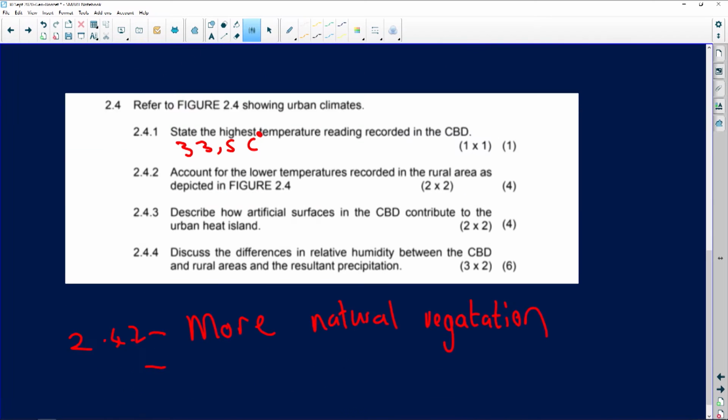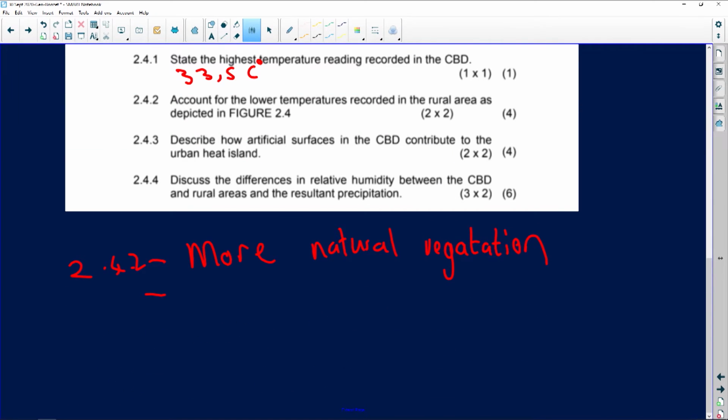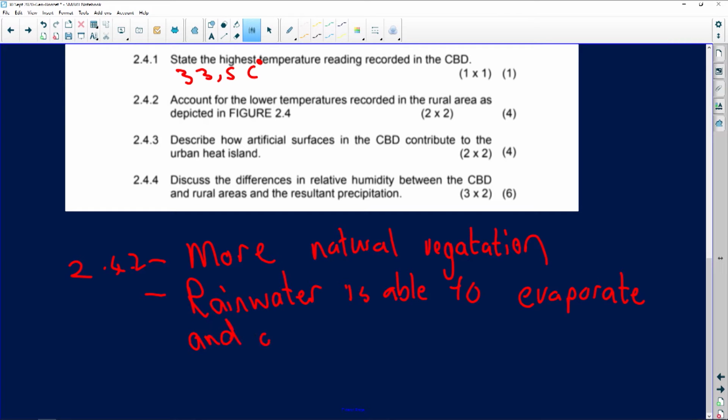What happens with the water when it rains in the rural areas? Because it's covered with vegetation, with soil, the water infiltrates. Once again, it has a much cooler effect on the surrounding environment. So what can we add? We can write the following: rainwater is able to evaporate and cool the area down.